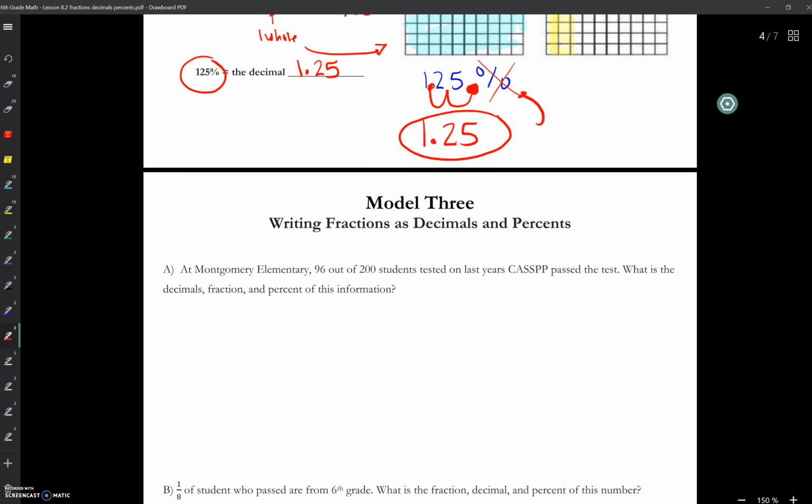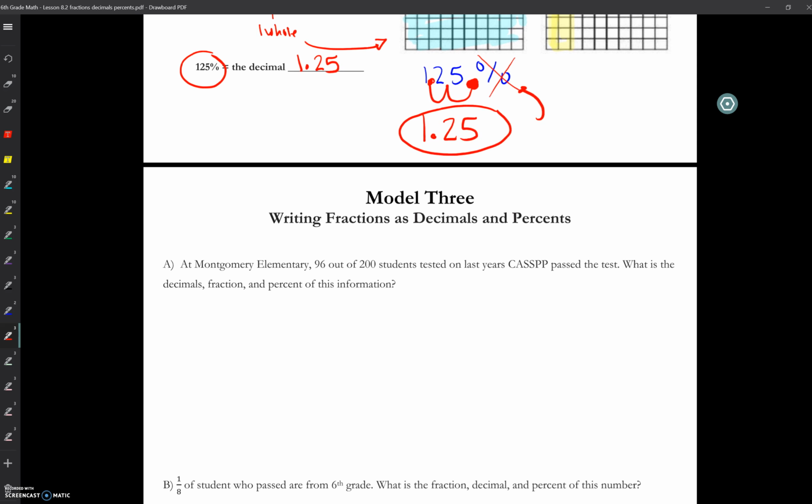Model 3. So here we're going to go to Model 3. And anytime, pause this video and then you can continue it later. At Montgomery, 96 out of 200 students tested on last year's CASP. What is the decimal? What is the fraction? And what is the percent of this information?